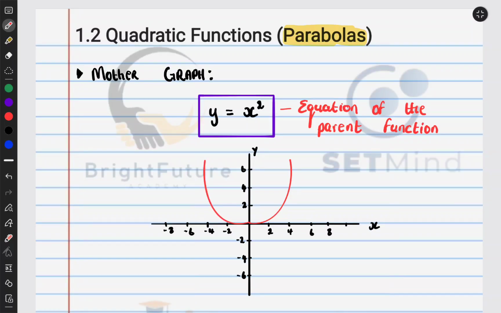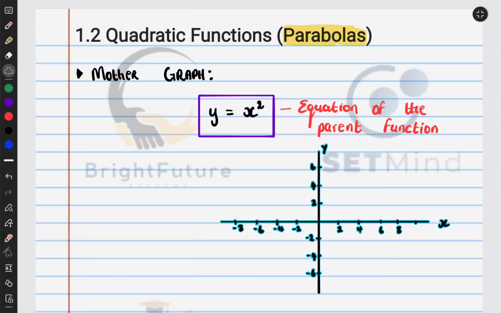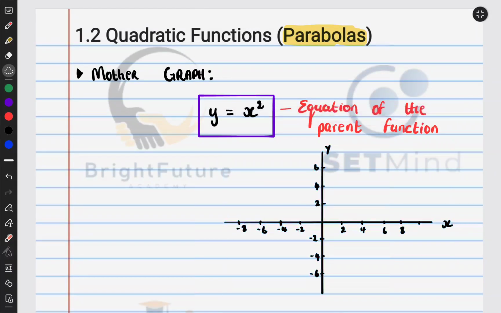But to drive this point home, let's actually sketch this parabola, or this mother function, the normal way that we sketch our functions, by using tables. Let's sketch the function y is equal to x squared, the mother graph or the parent function. For the x values, let's take minus 2, minus 1, 0, 1, 2, and then let's find the corresponding y values.